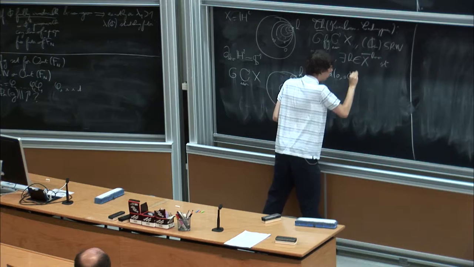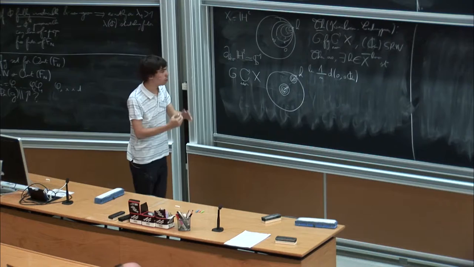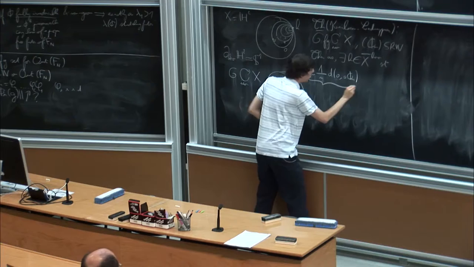So I'm writing this as a right action of G, because the action of Out(F_N) on Outer space is going to be a right action. So let me write it this way. So this limit is the speed at which you are escaping the base point. This is usually called the drift of the random walk.